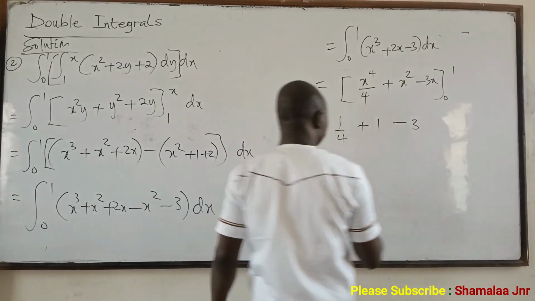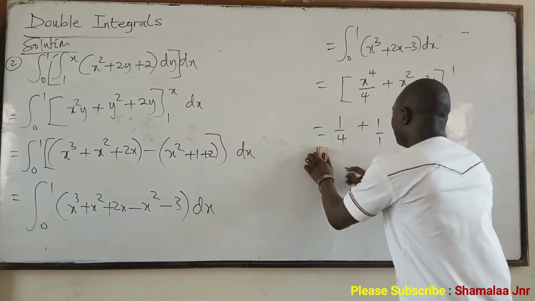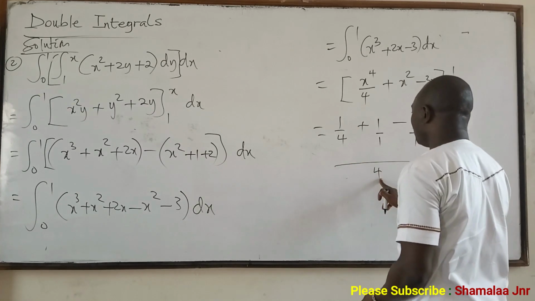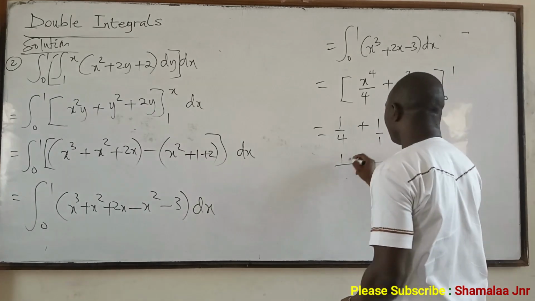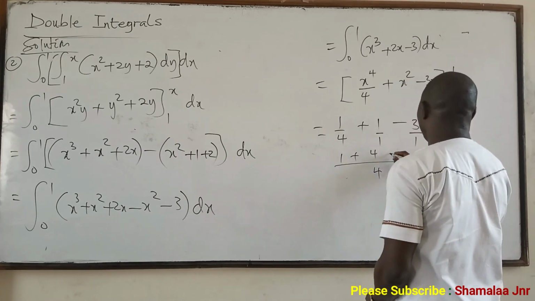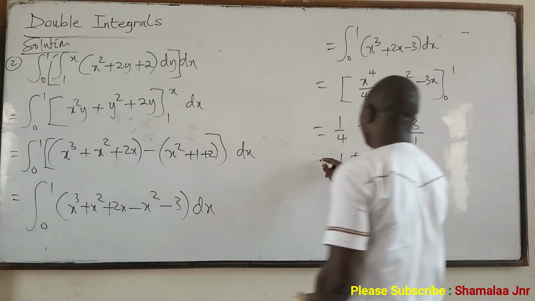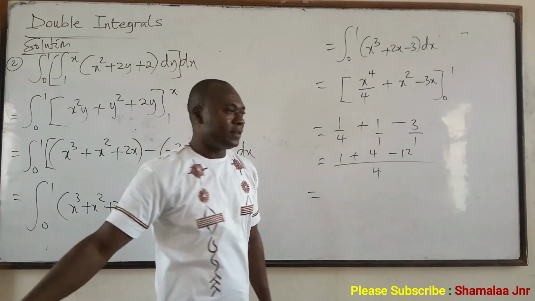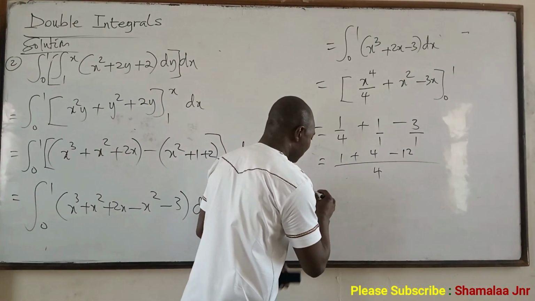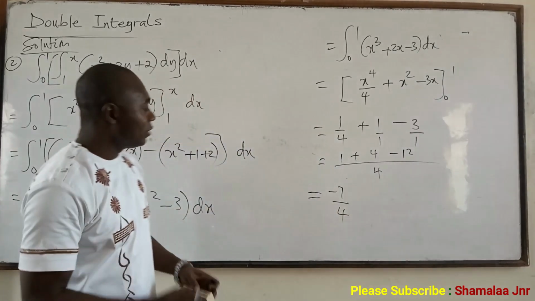So this is equal to. Now 1 is the same as 1 over 1. 3 is the same as 3 over 1. Now the LCM here is 4. 4 goes here, 1 times this is 1, plus 1 goes into 4, 4 times 4, 4. And then 1 goes into 4, 4 times 3, 12. So we are going to have 1 plus 4 is 5, minus 12. That will be negative 7. So the answer will be negative 7 over 4. So viewers, this is the answer to the second question.